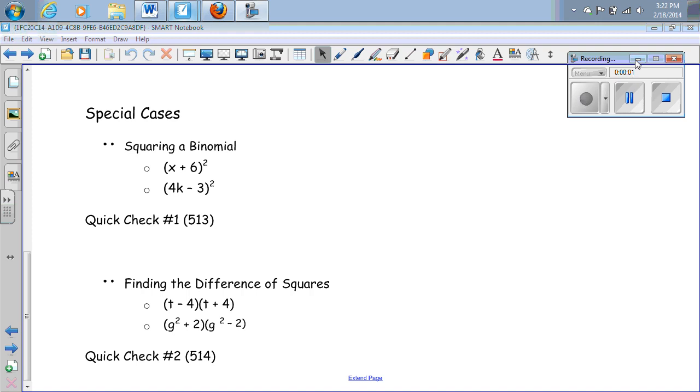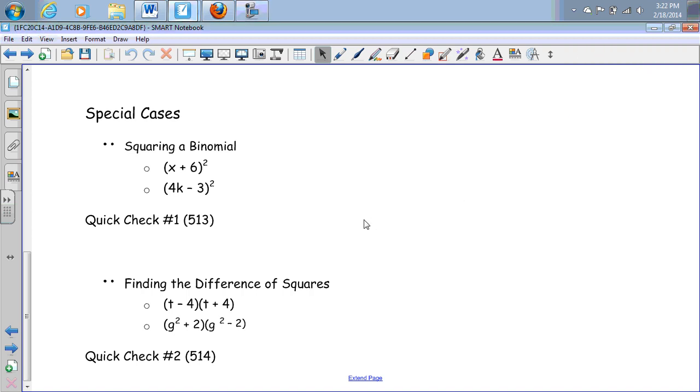Okay, our final video for polynomials part 1 is dealing with special cases. This comes from lesson 9.4 on page 512. There's two special cases that we're going to look at. We're going to look at squaring a binomial and finding the difference of two squares, or differences of squares.